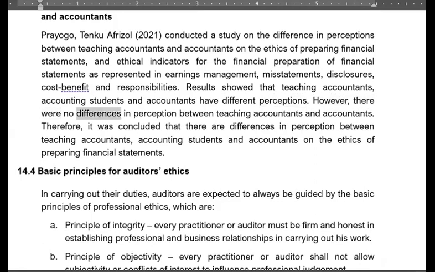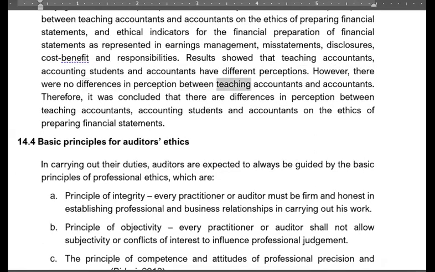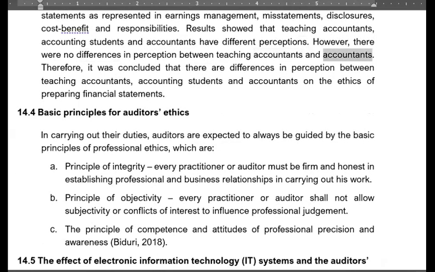However, there were no differences in perception between teaching accountants and accountants. Therefore, it was concluded that there are differences in perception between teaching accountants, accounting students, and accountants on the ethics of preparing financial statements.